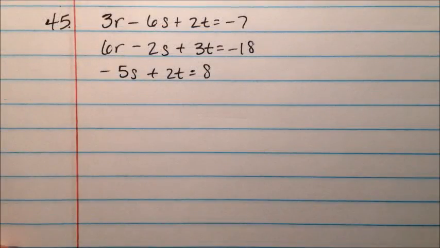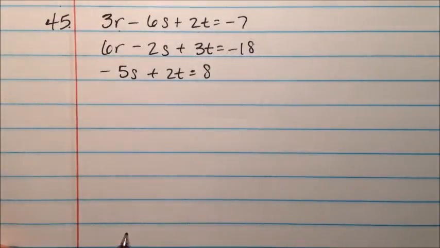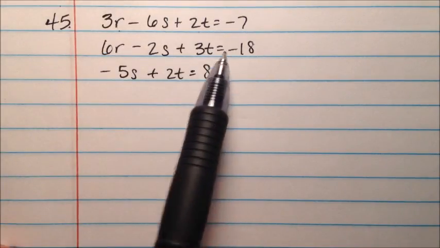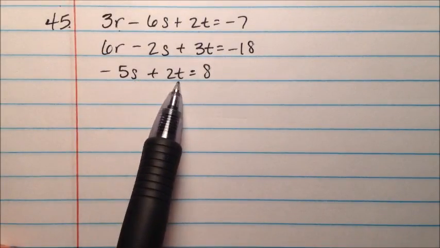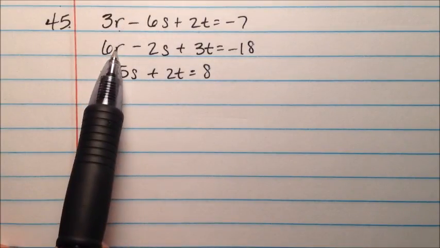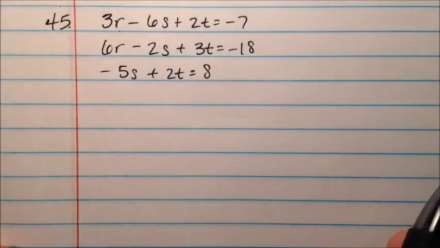Okay, number 45, we have r, s, and t again, and we have these three equations. Notice in the first two equations we have all three variables, and in the last equation we just have s and t. So I bet if we put the first two together and eliminated r, and we're left with just s and t, we could probably combine it with the third one. So let's go ahead and do that.